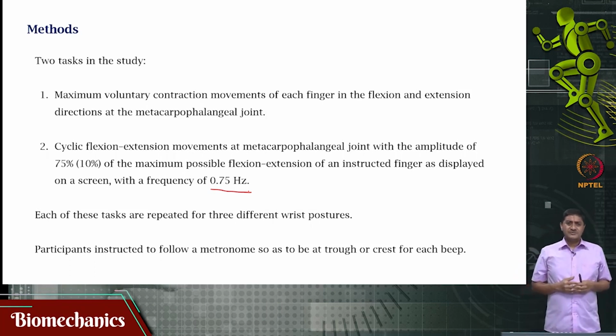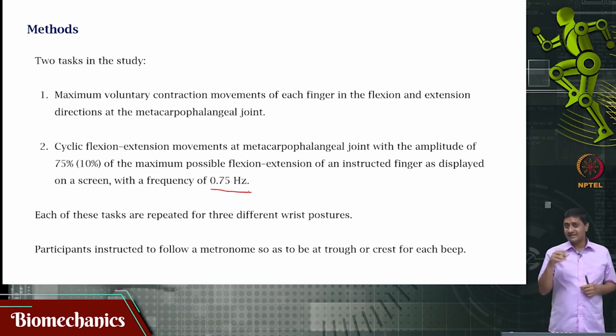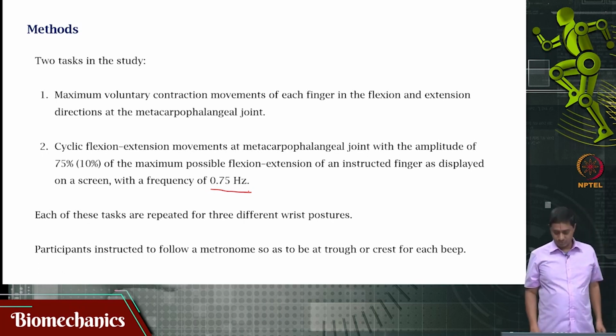The instruction to the participants was to keep up with the metronome, to be at the trough or at the crest for each beep of the metronome. That is, the movement of one cycle in kinematics was 0.75 hertz, but the metronome frequency was 1.5 hertz, because we had 1 beep at the crest and 1 beep at the trough. So, it was faster than the actual movements.